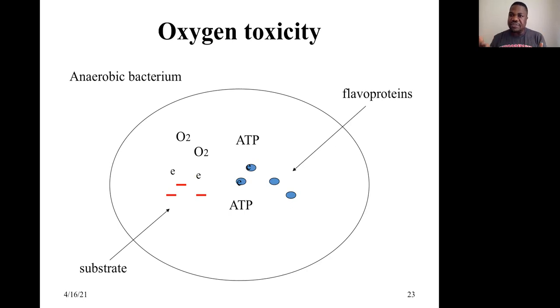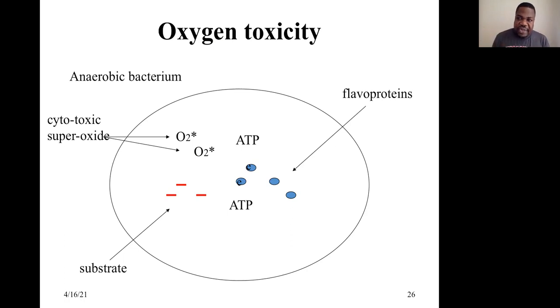So the electron will be more attracted to the oxygen than they are naturally attracted to flavoprotein. Okay, so those electrons will then be attached with the oxygen, not with the flavoprotein. Then when they are attached with the oxygen, they produce the superoxide that are highly cytotoxic.